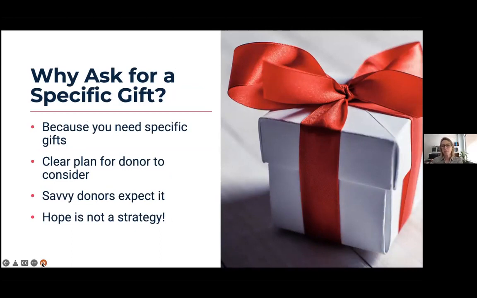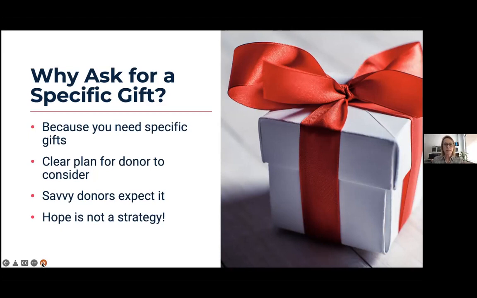The second one is really my favorite, because this is what I've experienced, is that it gives the donor a clear plan or something specific to consider. So if I say to a donor, we would love for you to make a meaningful gift, and I leave it open-ended like that, I have no idea what meaningful means to that person. And what it means to me is probably different. So instead of just using these nebulous words, getting specific gives donors something to respond to.